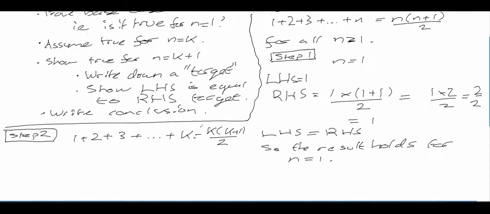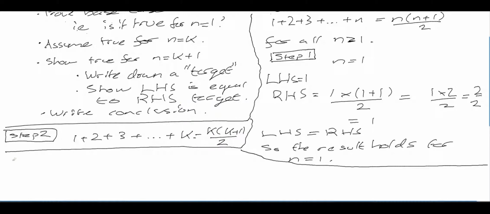That's all we have to do for step 2. So we're substituting k into here and saying, okay, that's true. So now for step 3, we've got to show that what we've got here is true for n equals k plus 1.